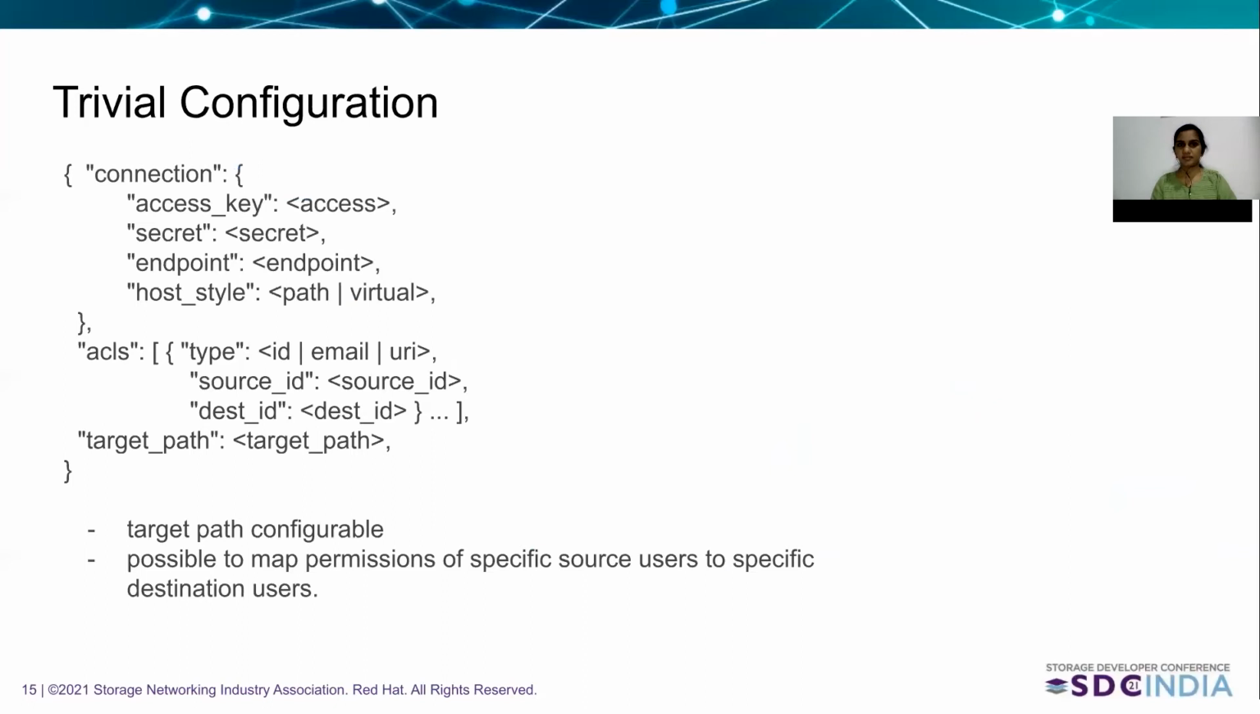The mandatory parameters are the connection details, of course: the cloud endpoint URL, access key, and secret key. And the optional parameters are ACLs, which are used to map the Ceph RGW users to specific cloud destination users. And even the target path is configurable, using which one can specify to what path in the cloud endpoint the objects need to be replicated.